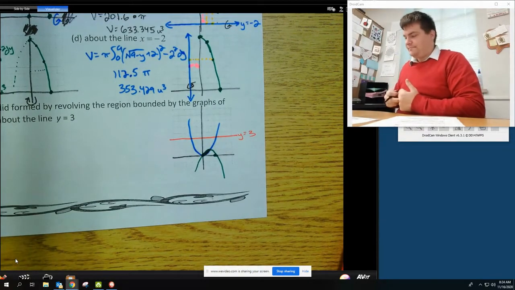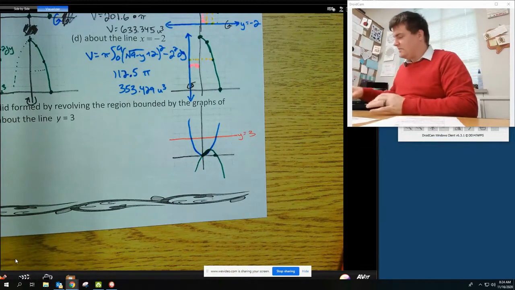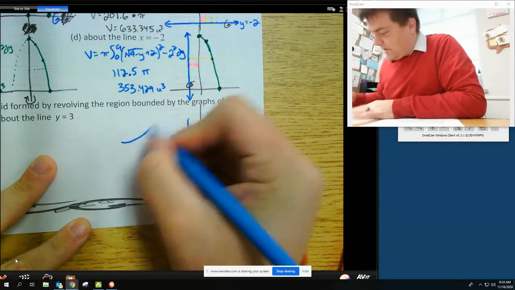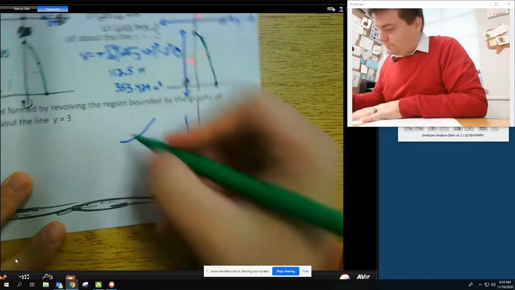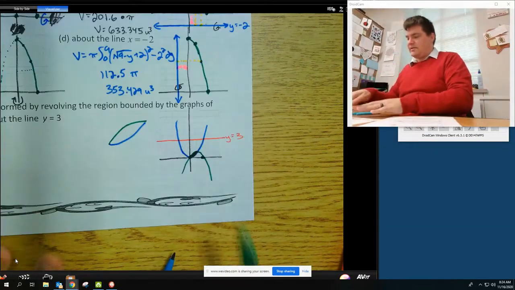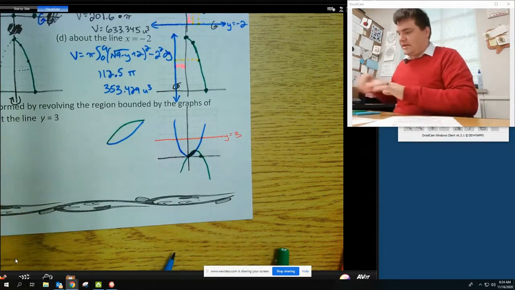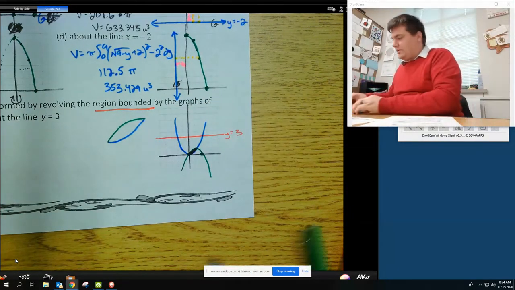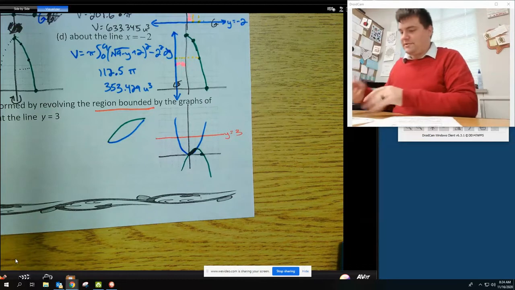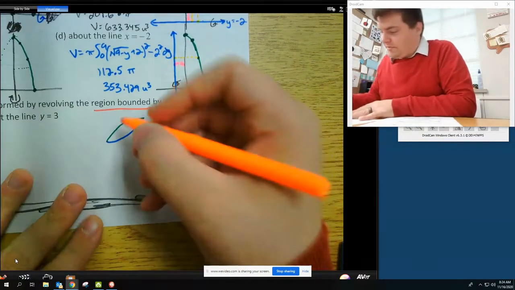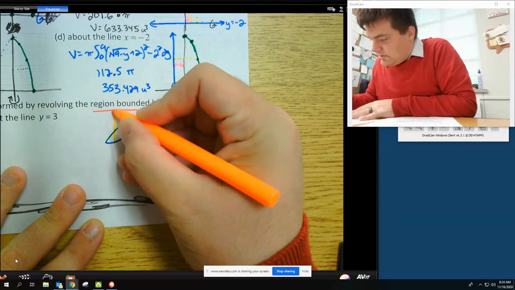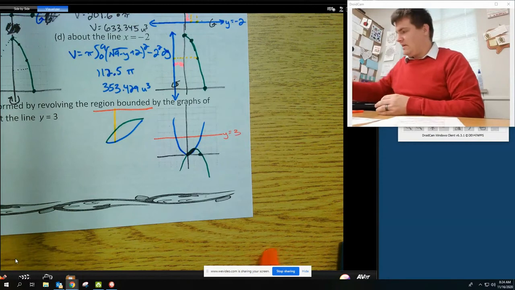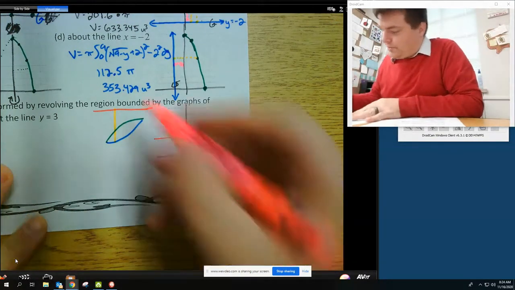So here's the deal. What's the biggest? Now it's kind of hard to tell. I'm going to draw a little bit of a zoomed in version of this right here. So here's my figure. The top one's my green, the bottom one is my blue, and then here's my line, y equals 3. What's my larger partition I'm going to have here? This is a vertical partition because we're going around y equals 3. So orange right there is my larger, and then pink right here is my smaller one.